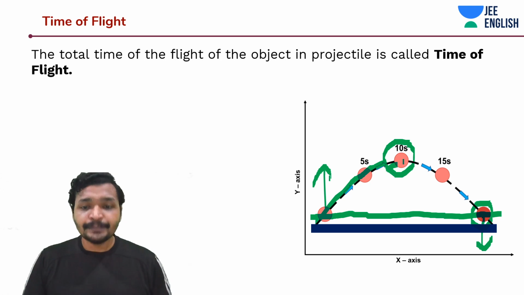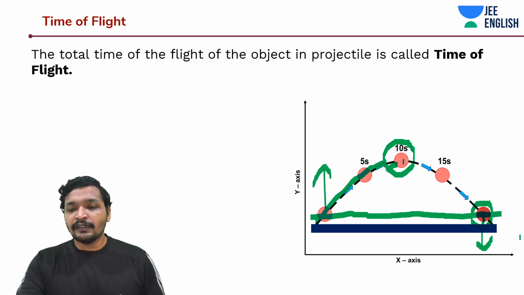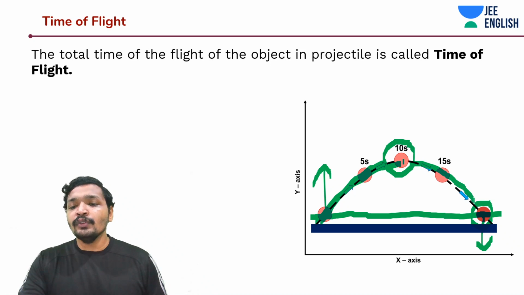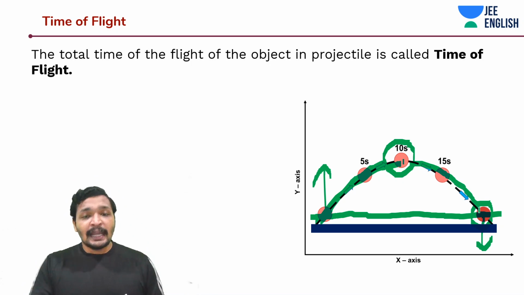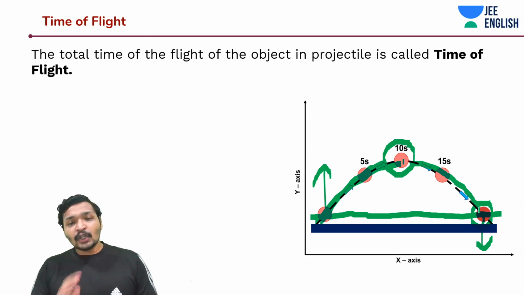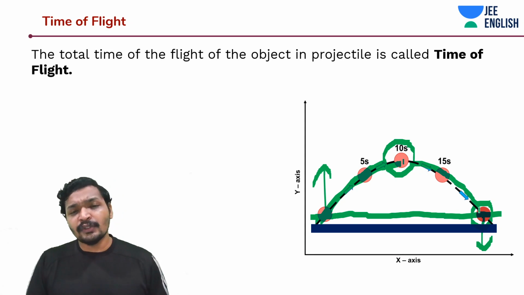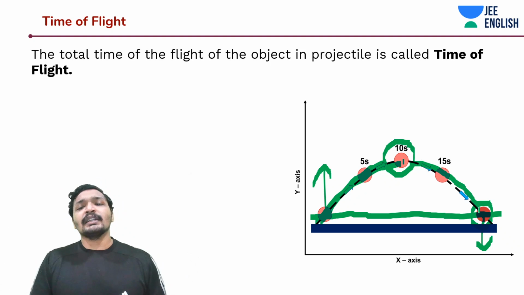Either you can do that, or there is another simple trick. You know that if the velocities are equal at this point, that means the time taken to fly from here to here is the same as the time taken to fly from the peak to the ground level again. The time taken to fly from the ground level to the peak is the same as the time taken to fly from the peak to the ground level in a level plane projectile motion.